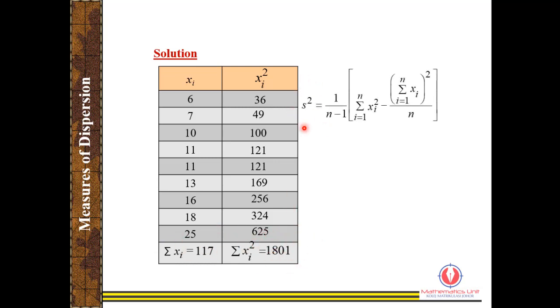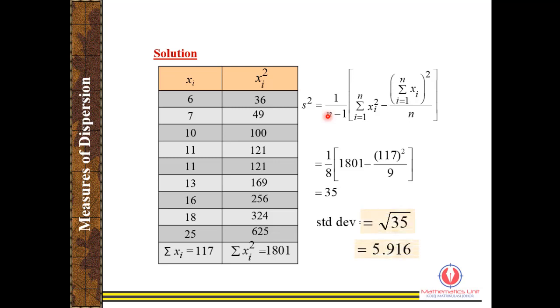After that, we substitute these values into the formula. So, this is the variance formula: 1 over n minus 1, times the sum of x squared minus the square of the sum of x over n. So, we just substitute the sum of x here, and the sum of x squared here. n is 9. After we calculate, we get variance is 35. After we get variance, we can calculate standard deviation. So, standard deviation is the square root of 35, the square root of variance. So, standard deviation is 5.916. That's all.